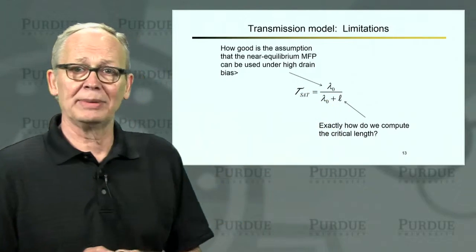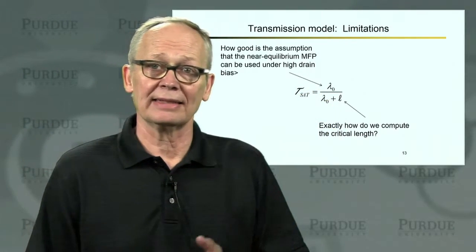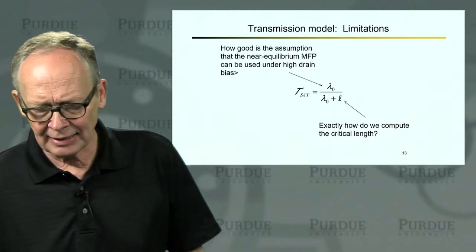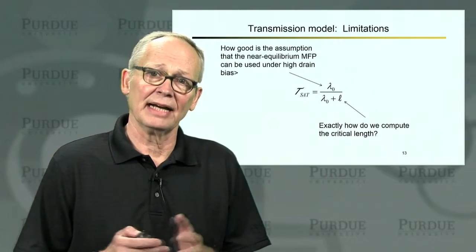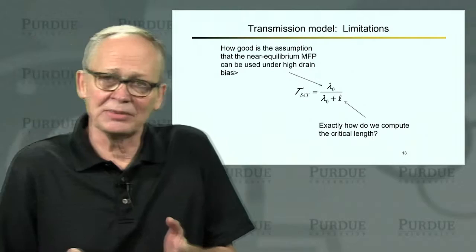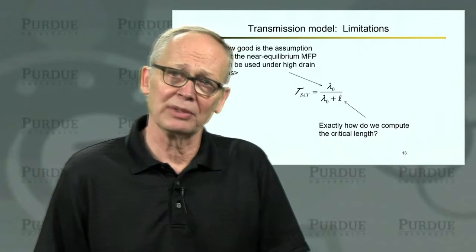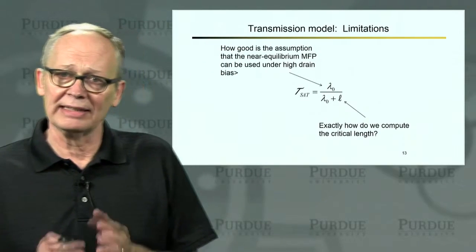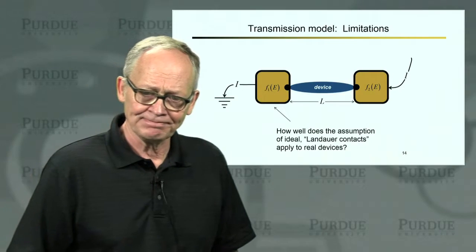This critical length for backscattering, exactly what is it? How do you compute it? There have been a number of papers. It's a non-trivial problem. We can get some simple estimates. If we want to do it properly, again, we need to look at very detailed physical simulations.